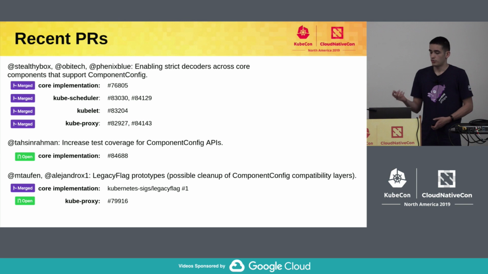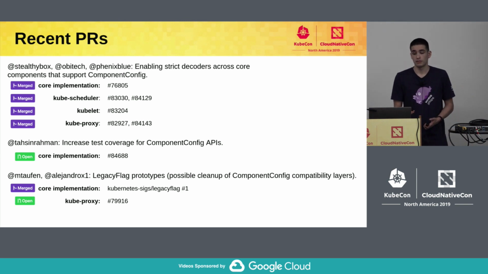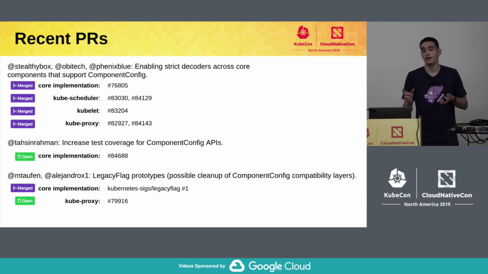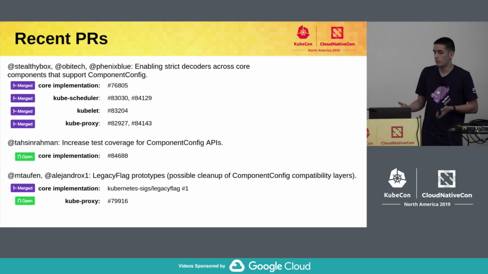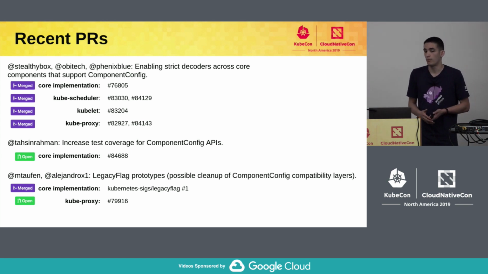And so Mike published this legacy flag prototype library, which is merged in Kubernetes SIGs. And then we have another contributor that has this kube-proxy prototype, which is open for reviews on how we can get legacy flag perhaps working as a uniform way to do overrides as we support the backwards compatible interface of flags for operators.